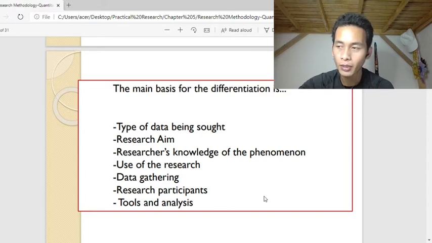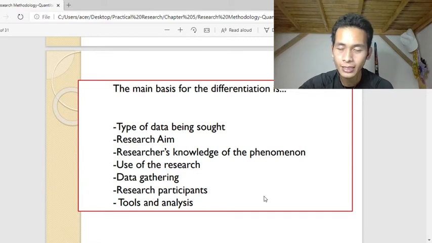Researchers' knowledge of the phenomenon. It is expected that in qualitative research, the researcher has no further knowledge, diba, about the phenomenon being studied. Whereas in quanti, the researcher has already seen the gap. The researcher already knows the possible answer, or there's a hypothesis, diba, in quantitative research, wherein the researcher already knows the possible answer to various questions.